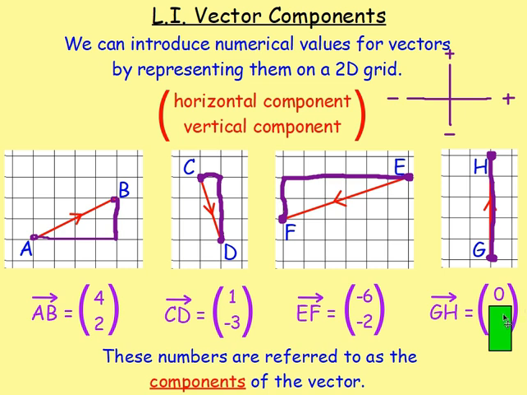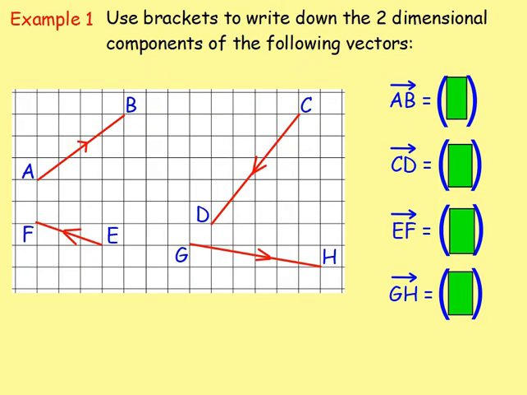Which means the vertical component will be 5. You've got this. Well done. Woo! Yeah. And as I said, these numbers are known as the components of the vector. So let's try a few more. Use brackets to write down the 2-dimensional components of the following vectors.